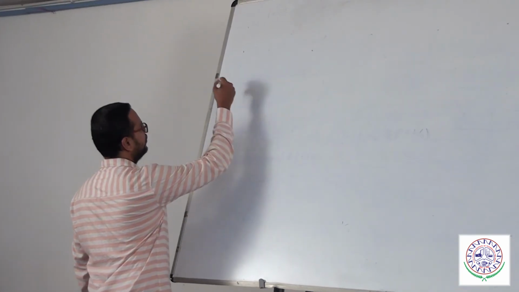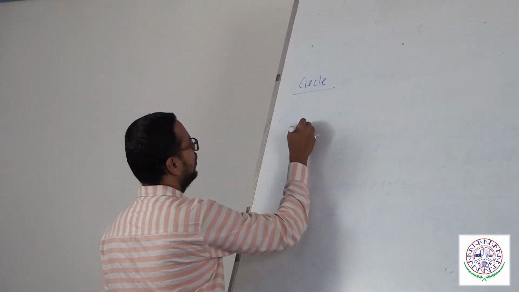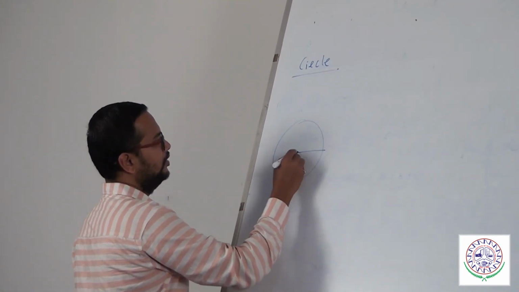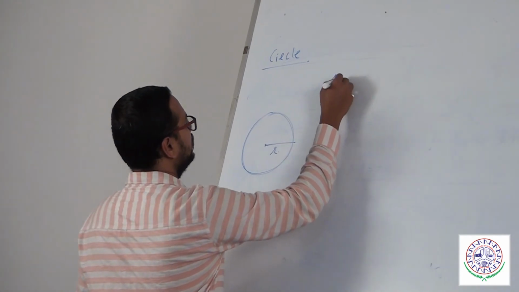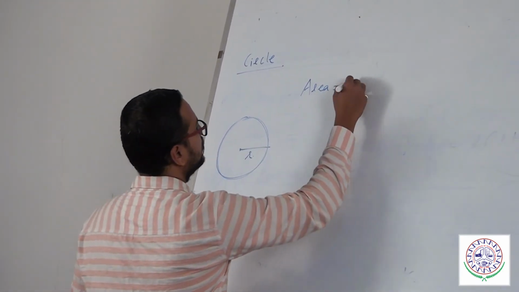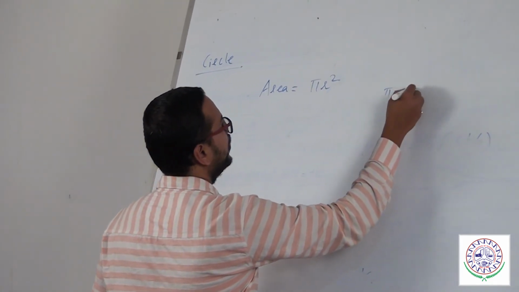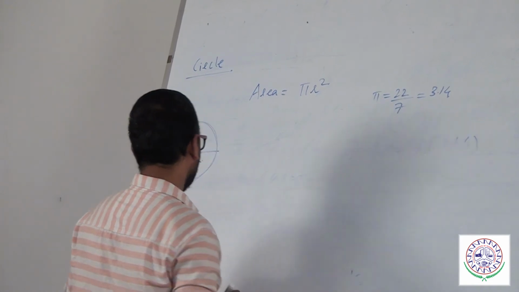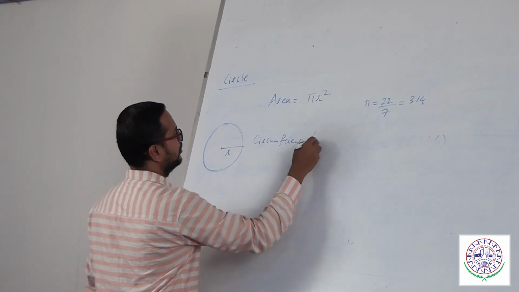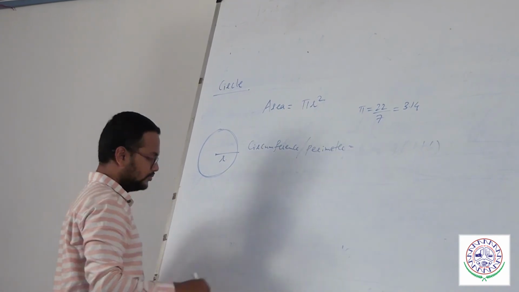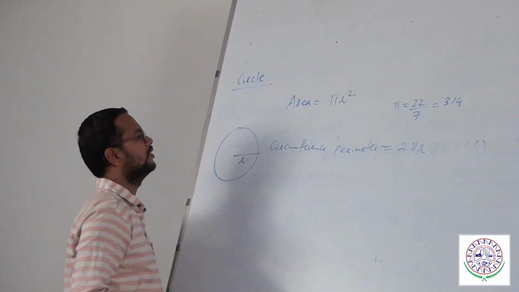Suppose we want to find the circle related. In the circle we have the radius, and this is called its perimeter or circumference. The area of the circle is pi r square. Generally the pi value will be 22 by 7 or 3.14. Then the circumference or perimeter will be 2 pi r. That is all related to the circle.